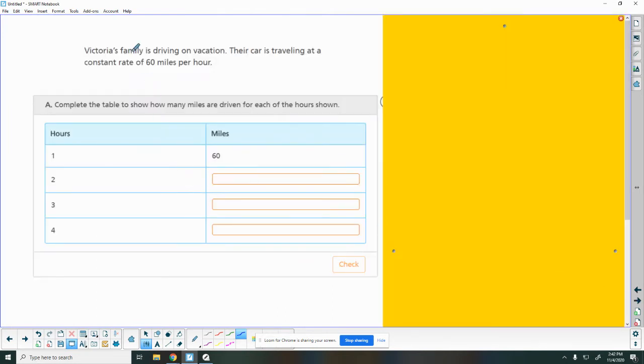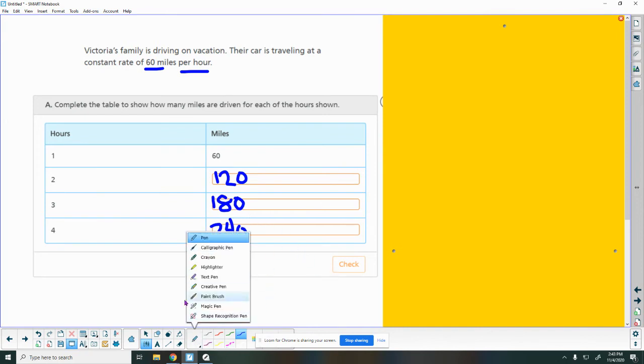Hey, let's try one more here. So Victoria's family is driving on vacation. Their car is traveling at a constant rate of 60 miles every hour. So after the first hour, they've gone 60 miles. After the second hour, they've gone 120. After the third hour, they've gone 180. After the fourth hour, they have gone 240. I had to think there. 6 times 4 is 24 with the 0.